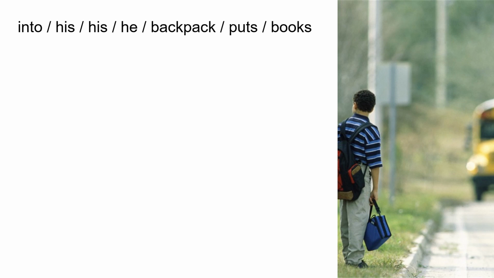Into his backpack put books. So first of all, we have the subject here. He, and then put is the verb. Put, third person singular s. He puts what? So this is a transitive verb, you need an object. He put what? He put books. Okay? Books.